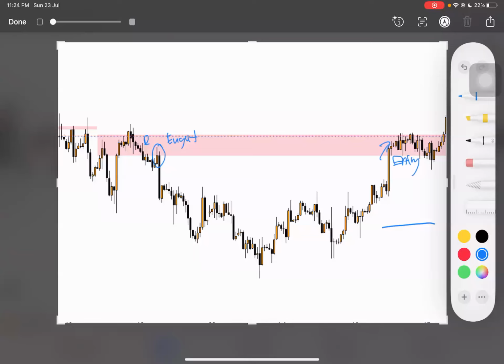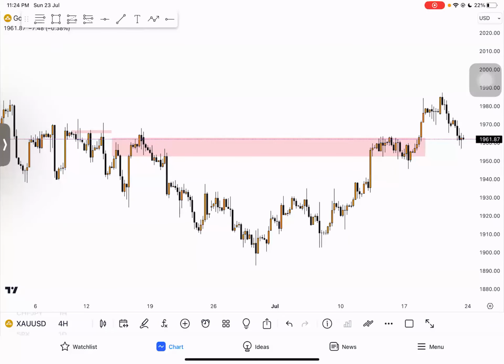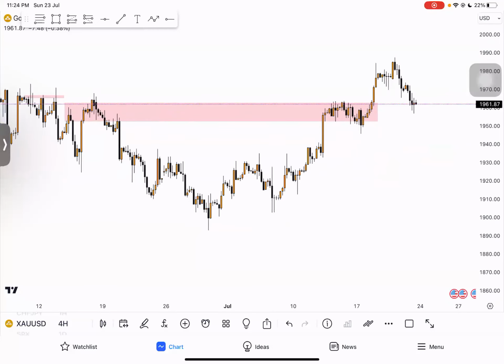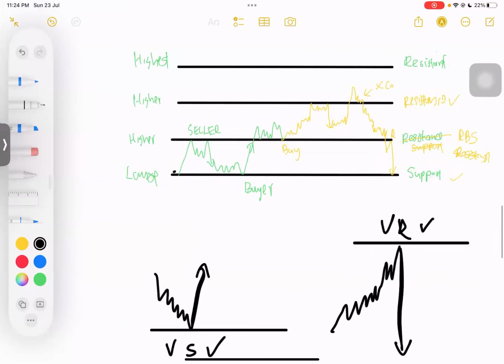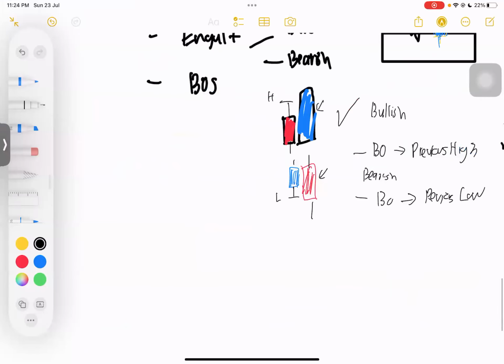Any questions? If we saw rejection in H1, do we have to go back to some other time frame to look for best entry? You can go, or you just entry. After the rejection, you can choose to instant entry, or you can go to lower time frame, like M5 and M1 to precise your entry. So this is for bullish and also bearish engulfing.